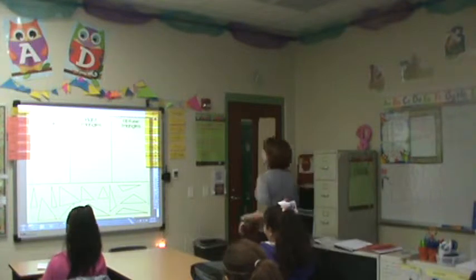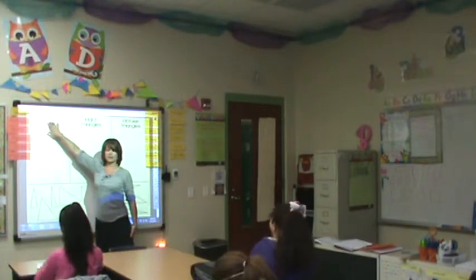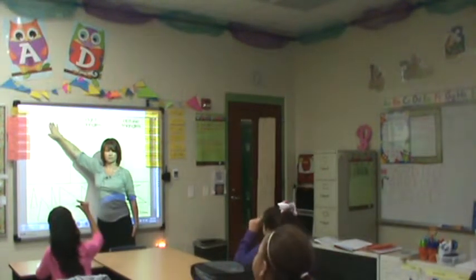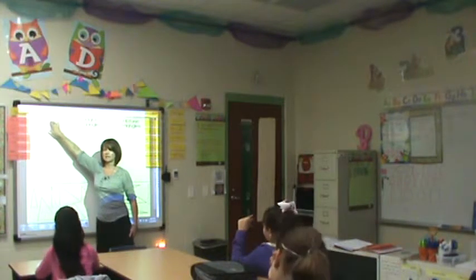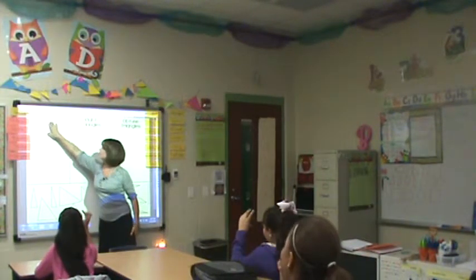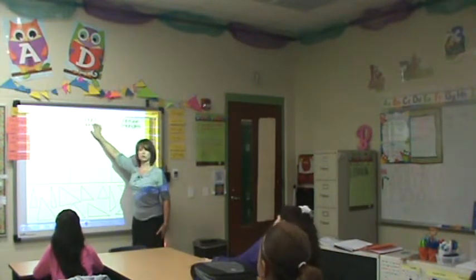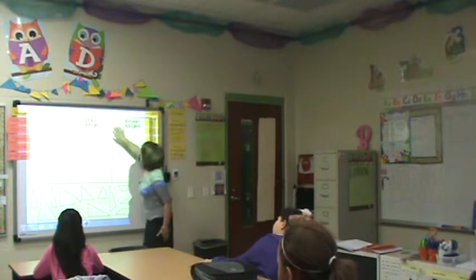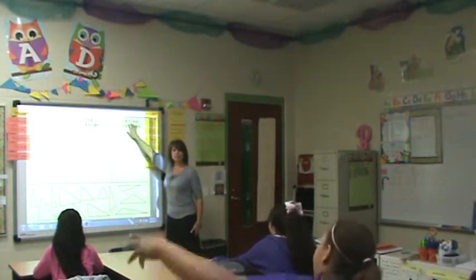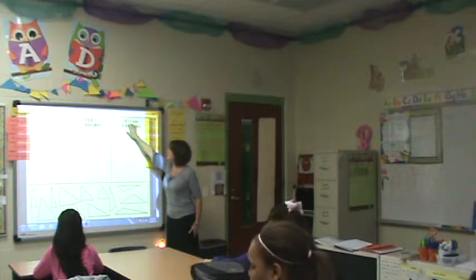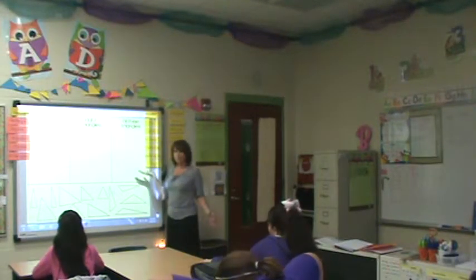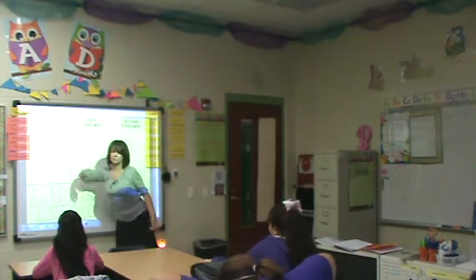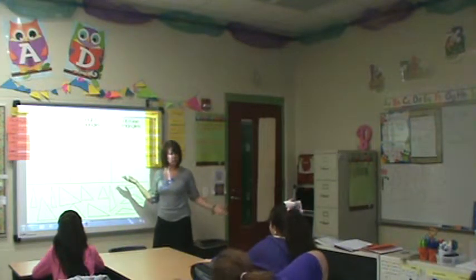You already know what this word means. Show me with your hands. Acute is less than 90 degrees. A right angle is equal to 90 degrees, and an obtuse angle is bigger than 90 degrees, greater than. So, all you're adding is something you learned back in kindergarten, triangle.